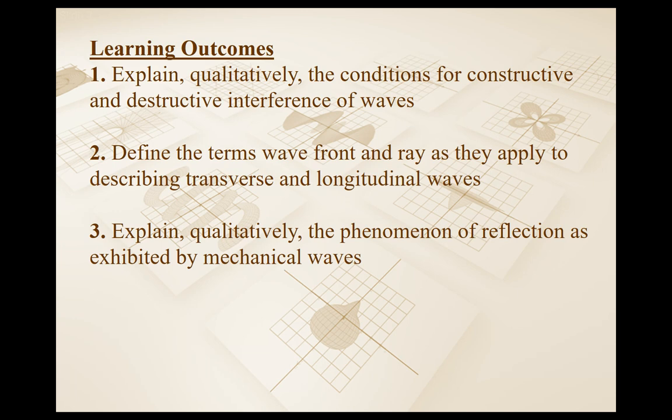Learning outcomes are to: 1, explain qualitatively the conditions for constructive and destructive interference of waves; 2, define the terms wavefront and ray as they apply to describing transverse and longitudinal waves; and 3, explain qualitatively the phenomenon of reflection as exhibited by mechanical waves. Learning outcome 3 has been stated before, but this time we're going to apply it to a two-dimensional plane compared to just the one-dimensional line we looked at before with a string, like a wave pulse on a string.